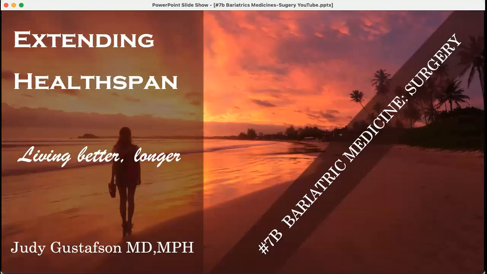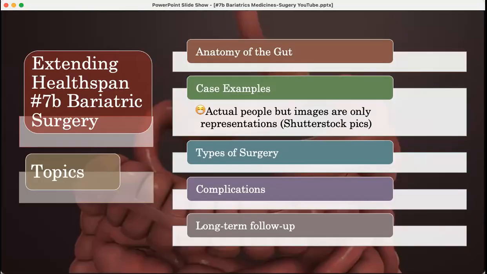This is the next installment of Extending Health Span: bariatric medicine and the surgical approach. So it'd be bariatric surgery. To understand bariatric surgery, we're going to talk about the anatomy of the gut, and we're going to present some case examples of actual people. These images are representations. I purchased them through Shutterstock.